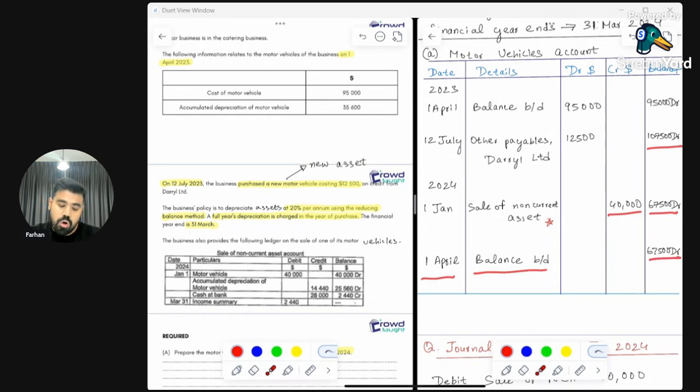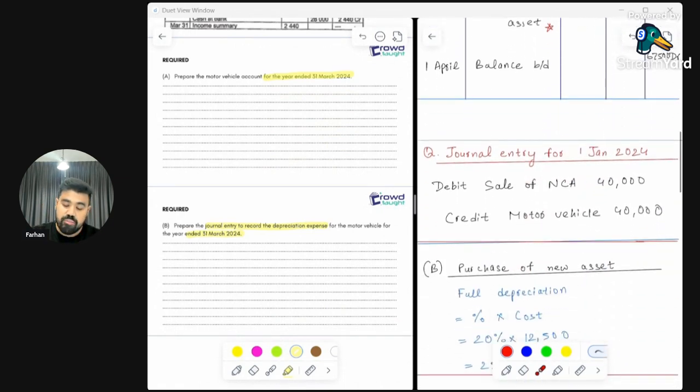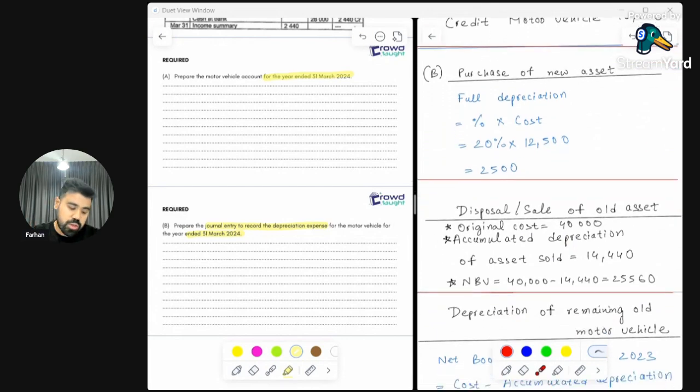Okay. All right. Now, the next part of the question is to prepare the journal entry to record the depreciation expense for the motor vehicle for the year ended 31 March 2024. Okay. Now, we have many complications involved here, so let's see what's going on and make sure you focus.